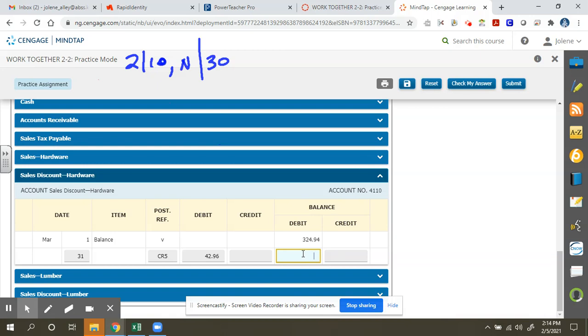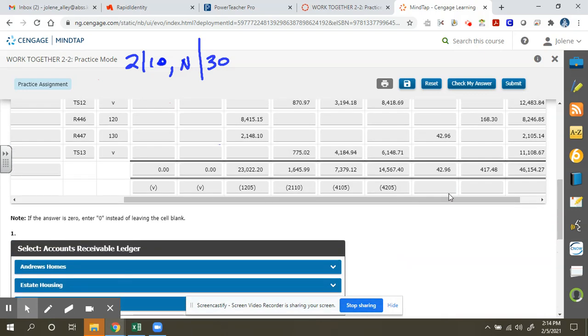Debit and debit, they're the same. Add them together. All right. So January, February, March, they have given out a total discounts on hardware that totals $367.90. We got to take the account number, 4110.